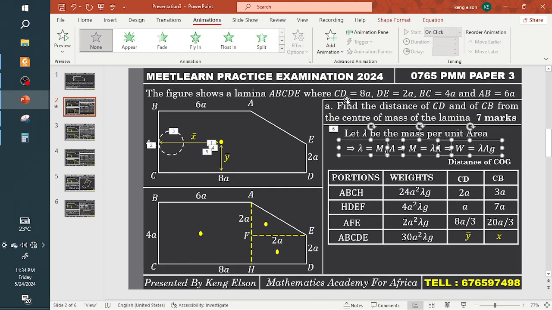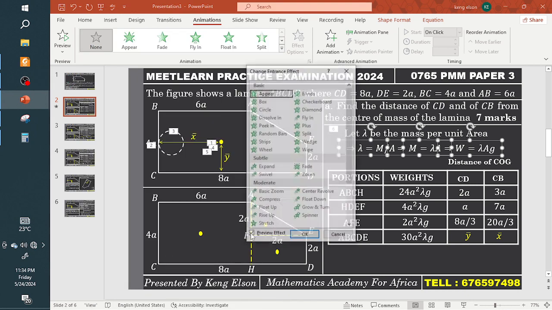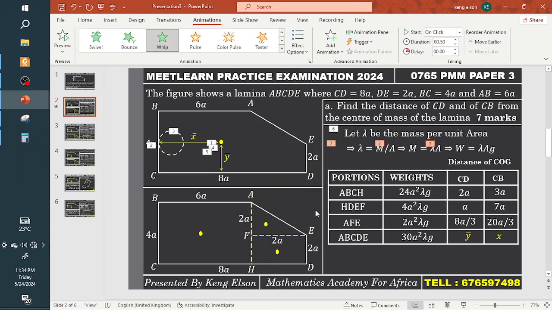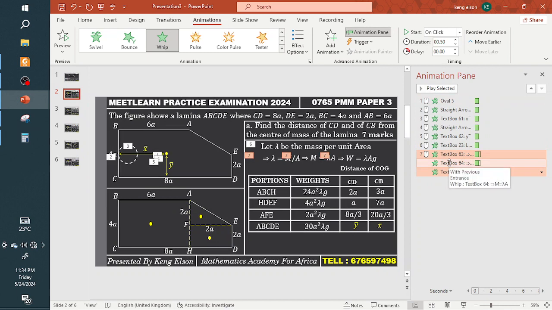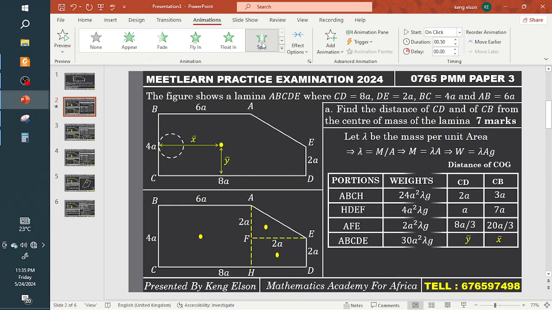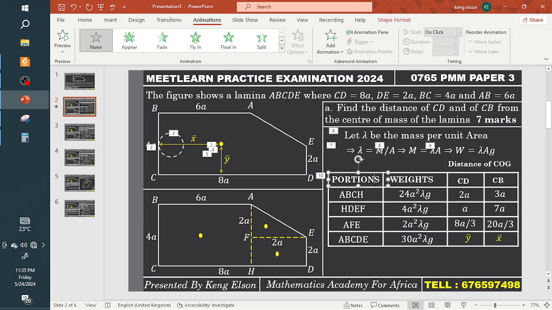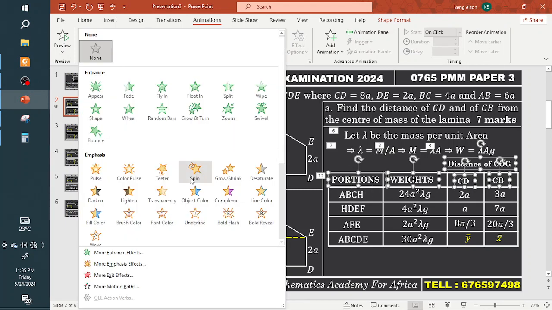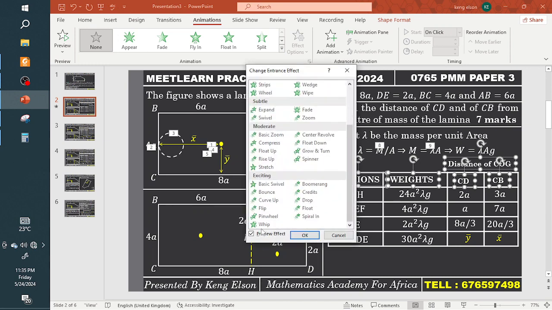So this is my order of animation, the way I want it to be appearing. So just choose any animation of your choice. You must not necessarily choose this. This is what we call the animation pane, to see the order of the animations. Also, after doing this, I now need to make my table appear. When my table appears, I'll say portion, weight, distance of center of mass from CD and from CB. I take the first portion. No, before taking this first portion, we first of all have to go and divide the lambda into portions.